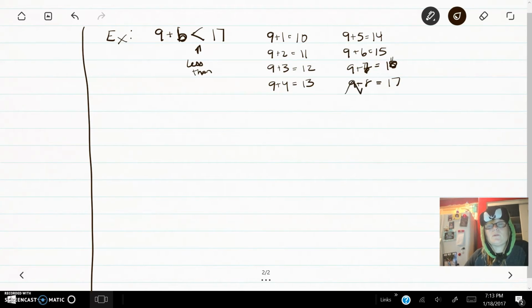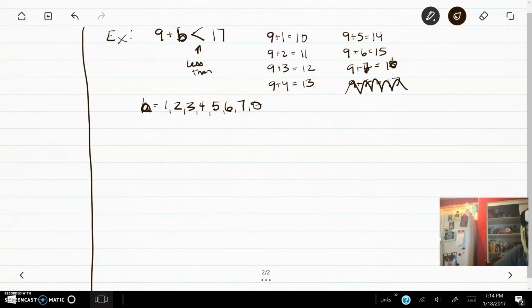So this one right here wouldn't work, right? Because it's equal to 17, and this does not have half of an equal sign, so it's got to be less than 17. So my answer then is, sorry, this is b: b can be equal to 1, 2, 3, 4, 5, 6, or 7. I guess you can also say it could be 0, since 9 plus 0 is 9, which is less than 17, so that could work as well.